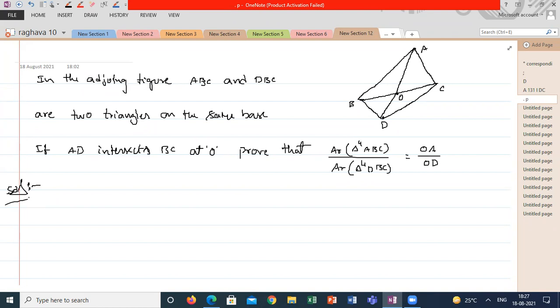If anyone got the answer, please let me know. I'm giving 5 minutes to solve this question. I can give a clue. Draw the perpendicular for triangle BDC, or you can take these two triangles and prove these two triangles are similar.